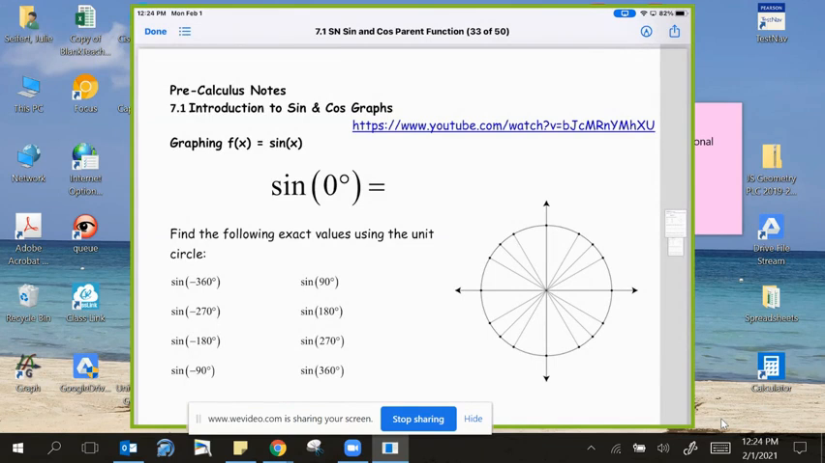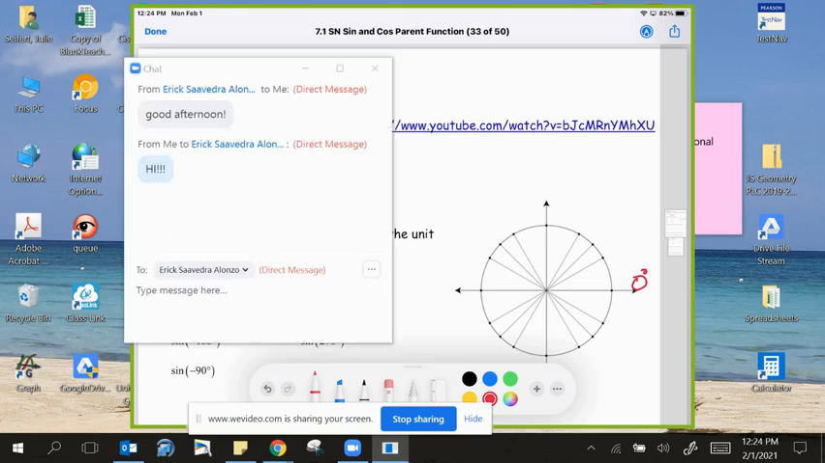So we're going to start by graphing sine of x, and we are going to use the unit circle in order to help us do that. So we're going to do the positive values first. We know 0 is on the right. We're going to do this one in degrees. We're going to do another one here in a little bit in radians. Which way do we rotate if we're going positive? The chat is open.